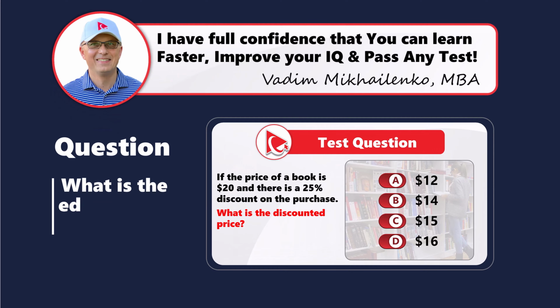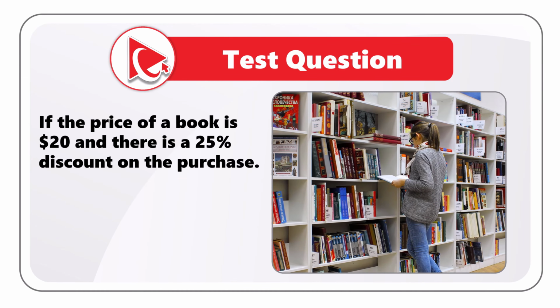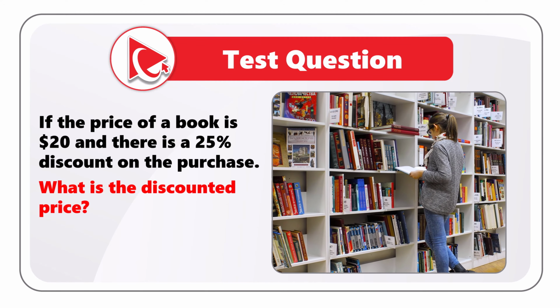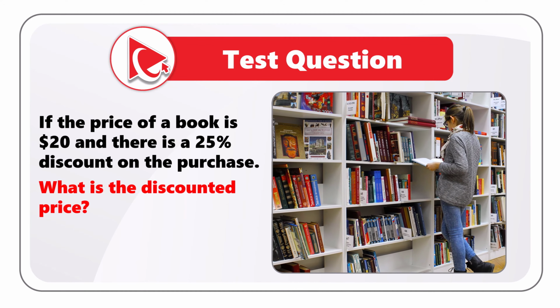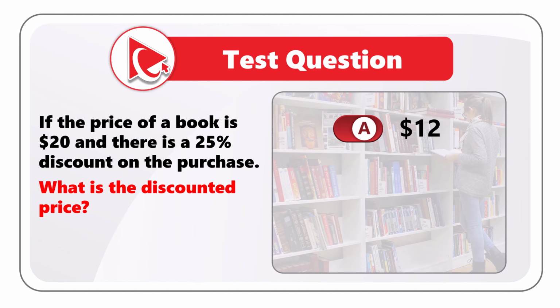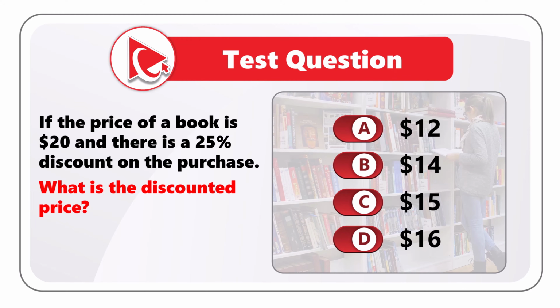Here's an amazing question to test your mental math skills. You need to answer the question without using the calculator. If the price of a book is $20 and there is a 25% discount, what is the discounted price of the book? You need to select your answer out of 4 possible choices. Choice A, $12. Choice B, $14. Choice C, $15. And last but not least, choice D, $16.